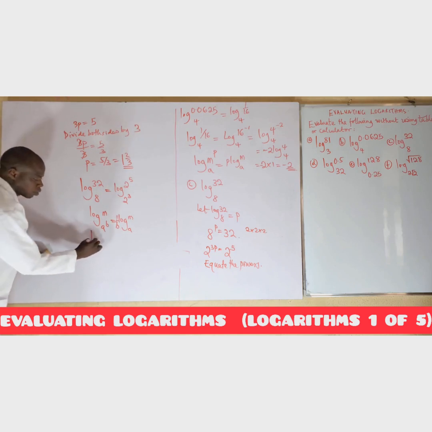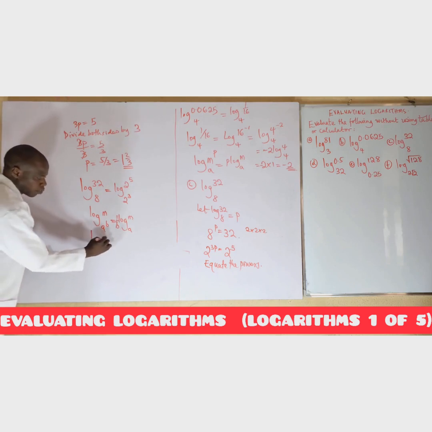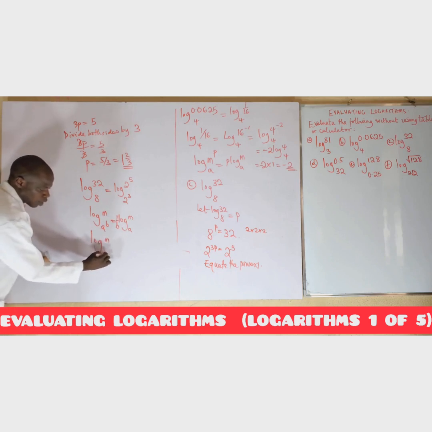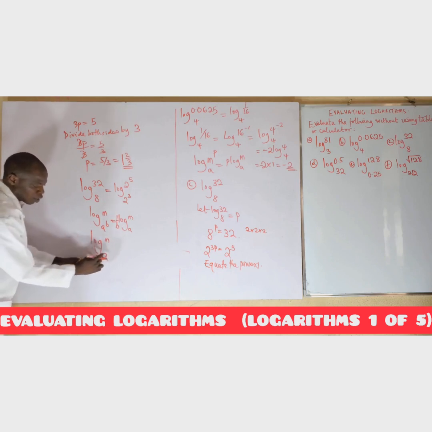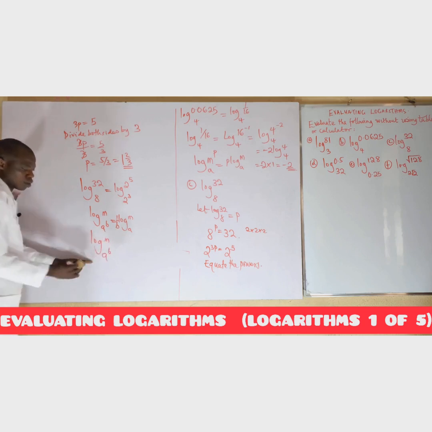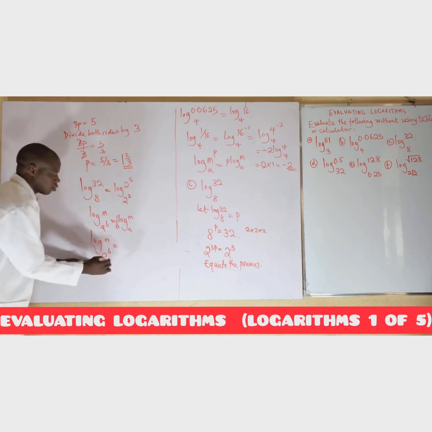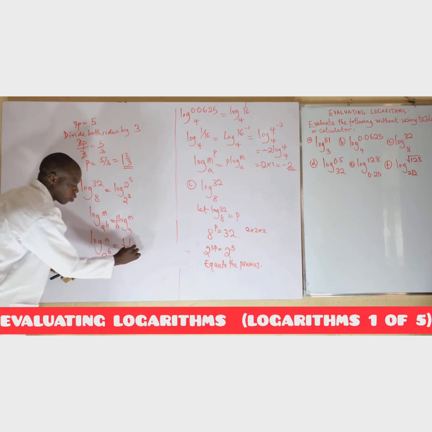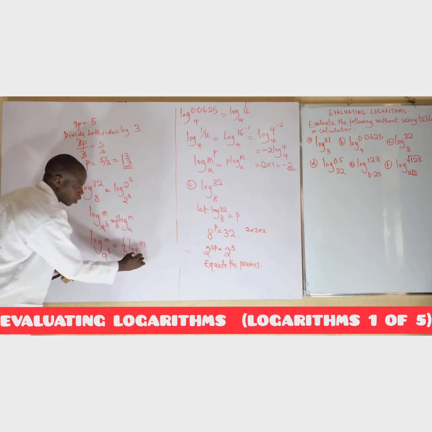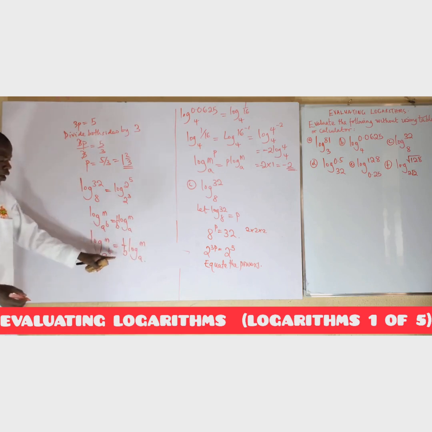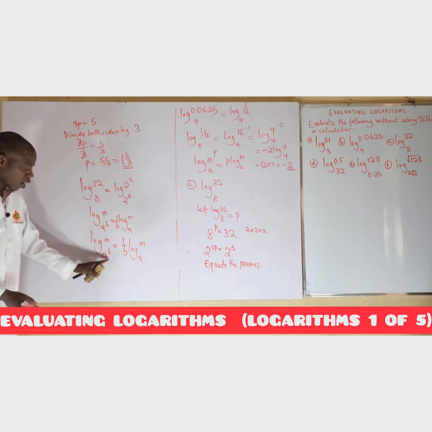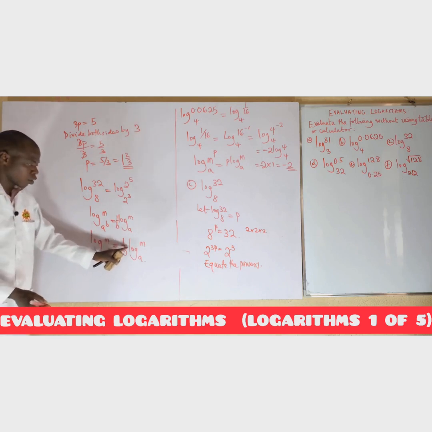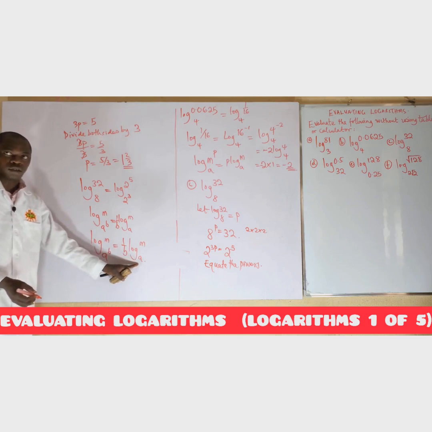Now when you're having log m base a, and a is having a power b. So if you want to write this, it is the reciprocal, that is 1 over b log m base a. 1 over b, that is the reciprocal of the power of the base. 1 over b log m base a. That is how you solve that.